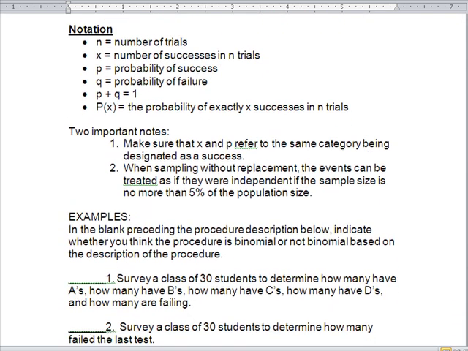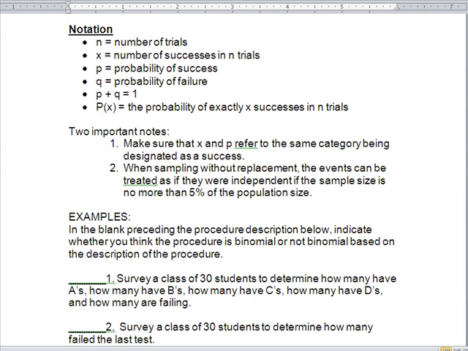The probability for each trial must remain constant. Now we have some notation. We use N to represent the total number of trials. X represents the number of successes in the N trials. P indicates the probability of success. Q indicates the probability of failure. And just a reminder, we know that P plus Q should always equal 1. And P of X is the way we say the probability of exactly X successes in N trials.